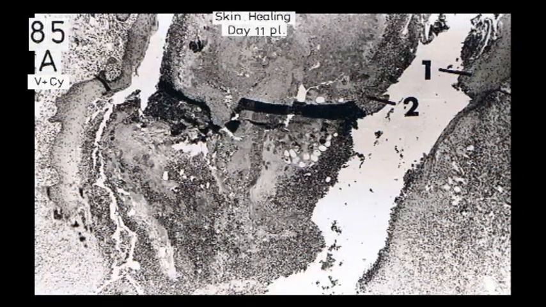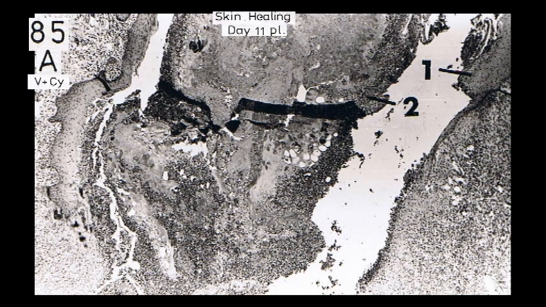Skin healing, which is not exactly part of the neuropathogenesis, but is put in because of interest. This is skin healing at the site of the intracerebral inoculation of the virus on day 11 post-inoculation. With virus and cyclophosphamide, one can see retarded skin healing.